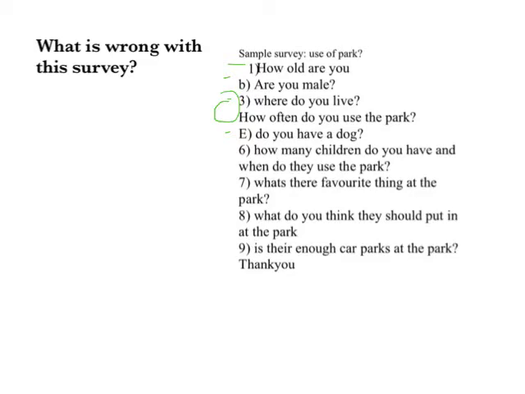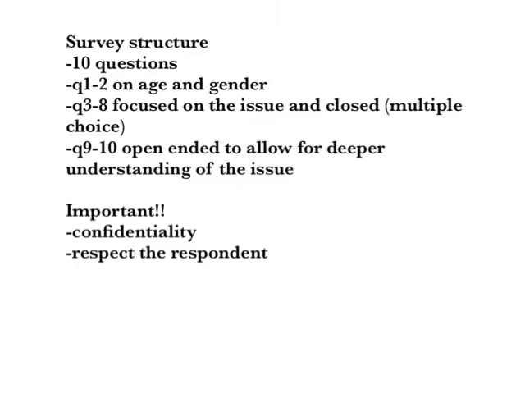So we'll go through some of the tips to avoid. Your survey structure for the assessment task should be 10 questions. Your first 2 questions should be on age and gender. It is important to look at age and gender, especially when you come to the next section, when we look at collating data. It's important that you can look at age and gender and look for any trends that might exist with age and gender. Questions 3 to 8 should focus on the issue and should be closed questions. They should be multiple choice.